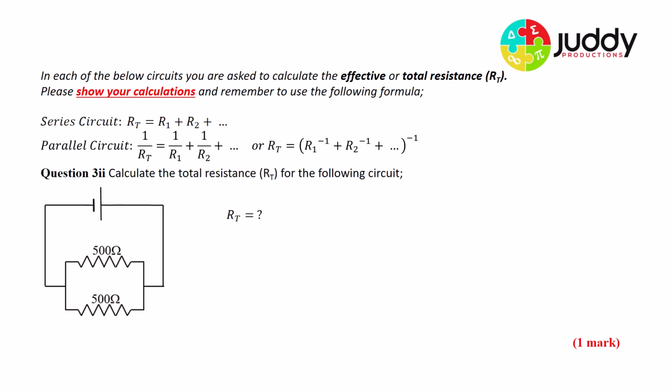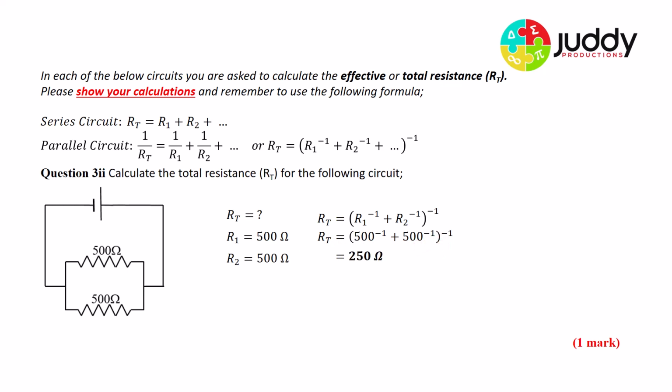So we're after the total resistance. We know the first resistor has a resistance of 500, and the second resistor has a resistance of 500 also. Here's our equation to work out the total resistance for parallel circuits. Total resistance is 500 ohms to the negative 1 plus 500 to the negative 1 in brackets all to the negative 1.